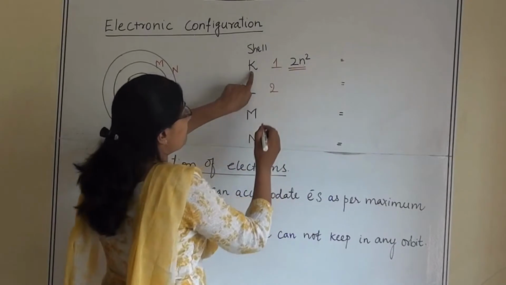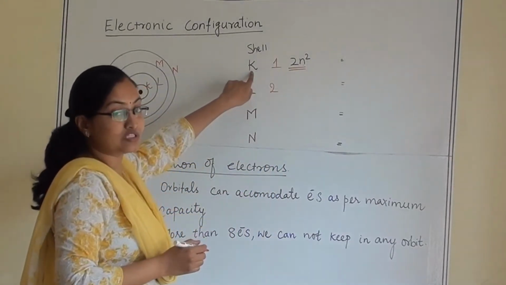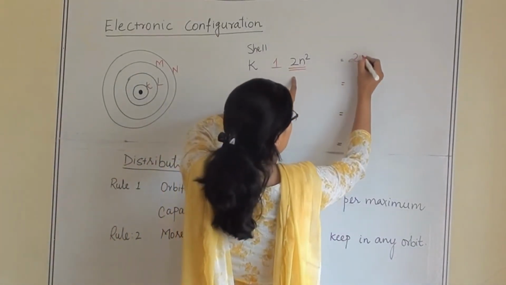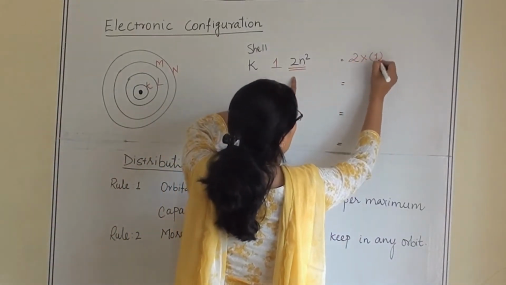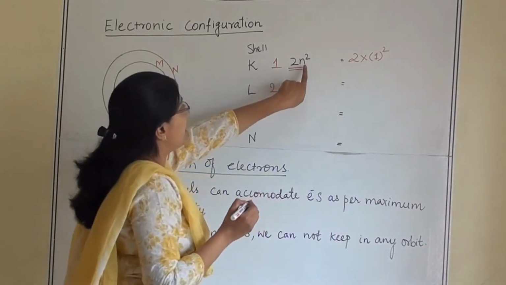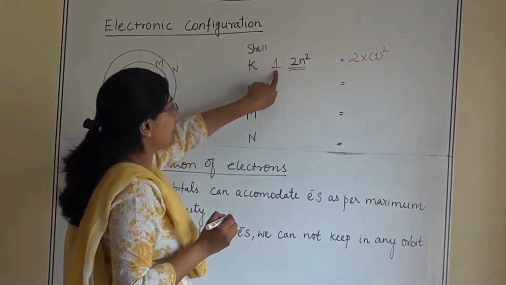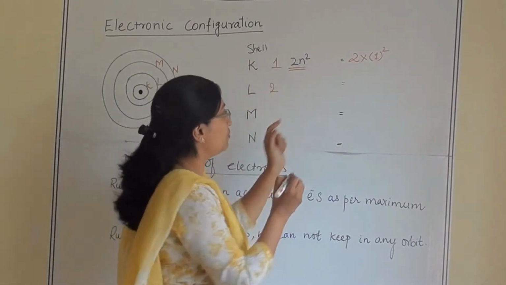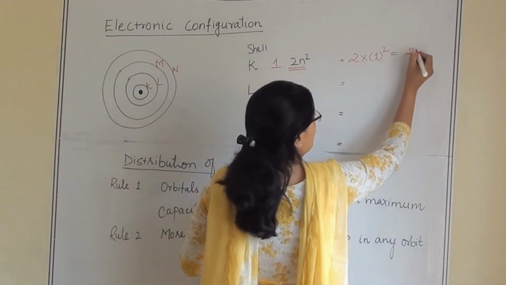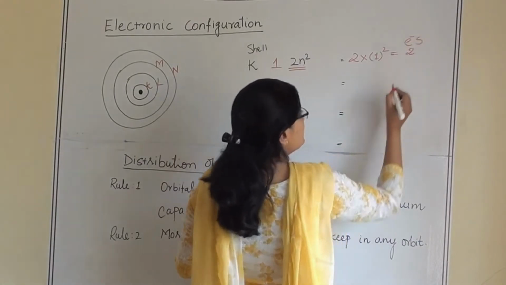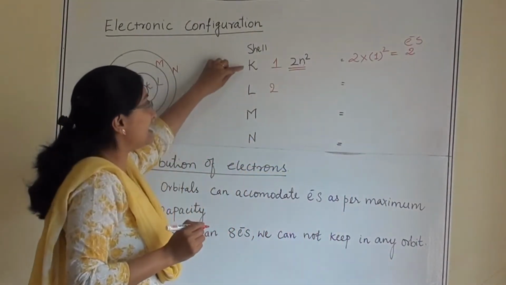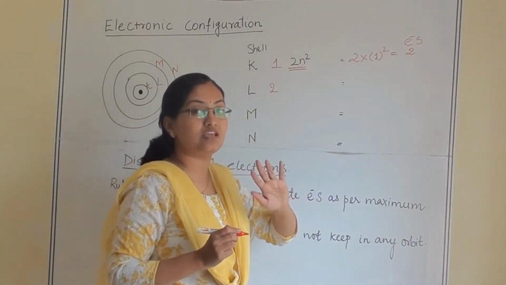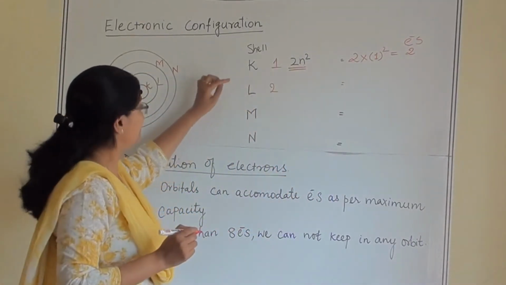If we want to check how many electrons the K orbit can accommodate, how are we going to write it? 2 into 1 square. At the place of n, we have kept the number of the orbit, because K is the first orbit, so I have kept 1 here. So the electron accommodation in K is 2 electrons. Maximum 2 electrons we can keep in orbit K.